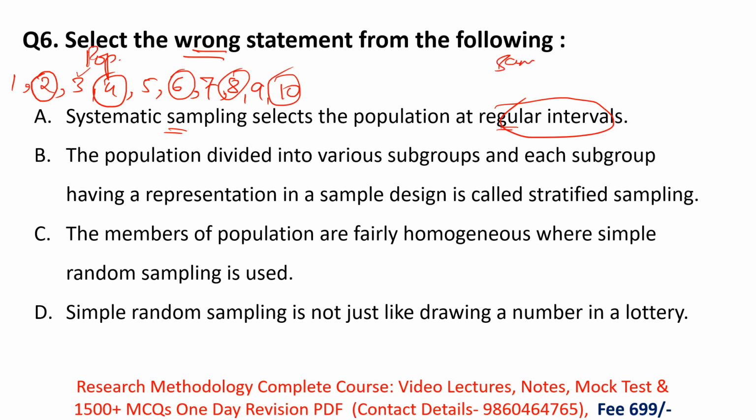Then my samples become like 2nd, 4th, 6th, 8th and 10th. So these are my samples which I selected in a regular interval. So this is known as systematic sampling, and this is the correct statement.